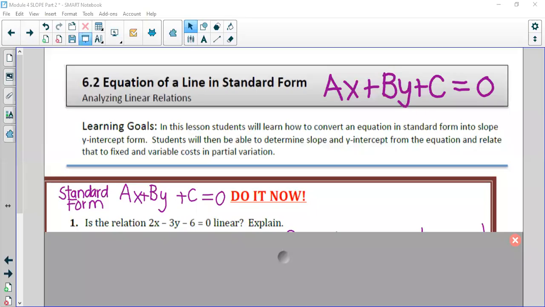So today I am going to cover the next steps after the slope of the line. So now I'm talking about the equation of the line, and the equation of the line comes in many different forms. We're going to start with standard form.